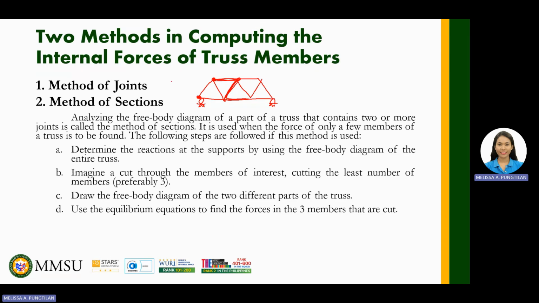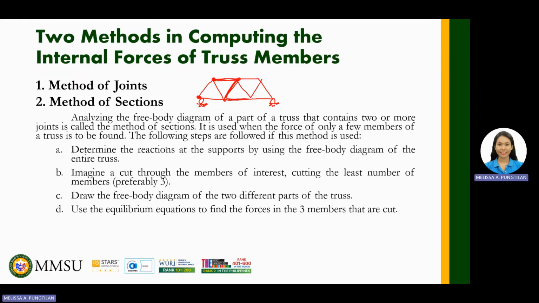Unlike in the method of sections, we can determine the forces of these members easily by using what we call a cutting line. So we have here four simple steps we need to follow. Number 1 is to determine the reactions of the supports by using the free body diagram of the entire truss. So we complete first the reactions of the supports.